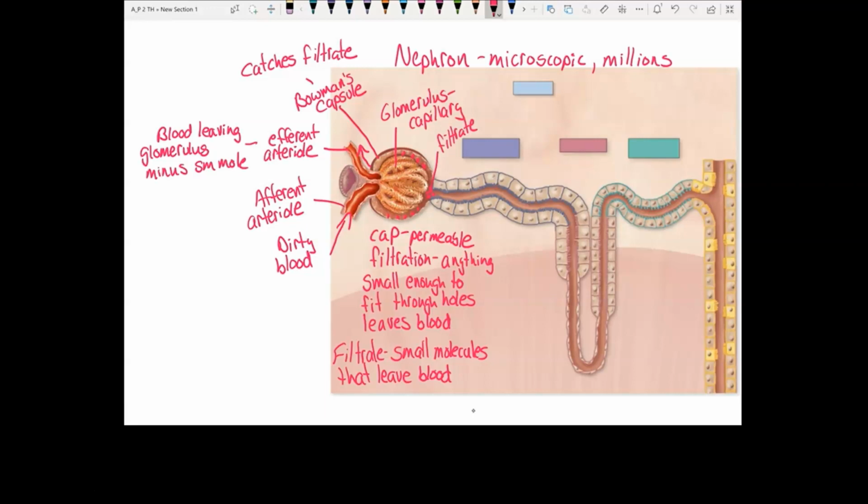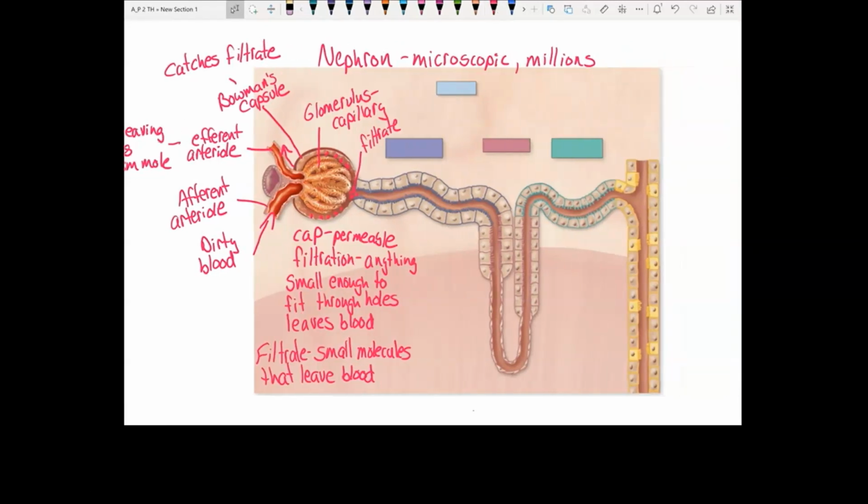So the efferent arteriole is the blood after it has gone through the glomerulus and you've taken the small molecules out. Okay, and then we have the proximal convoluted tubule. So we'll just abbreviate this PCT. This stands for proximal convoluted tubule. The filtrate flows into here. And once it flows into here, it is now called tubular fluid. So it's the same molecules, we just changed the name of it.